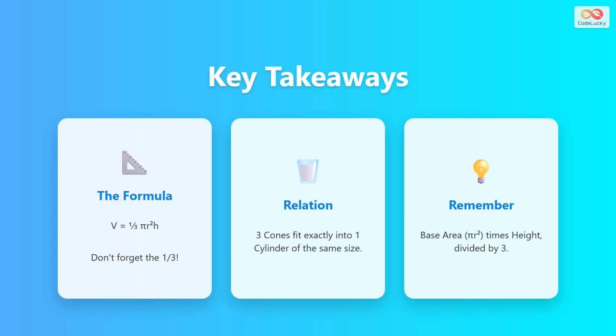To wrap up, remember 3 things. First, the formula is 1/3 πr²h. Second, this works because exactly 3 cones fit inside a matching cylinder. And finally, always calculate the cylinder's volume first in your head, then just divide by 3.